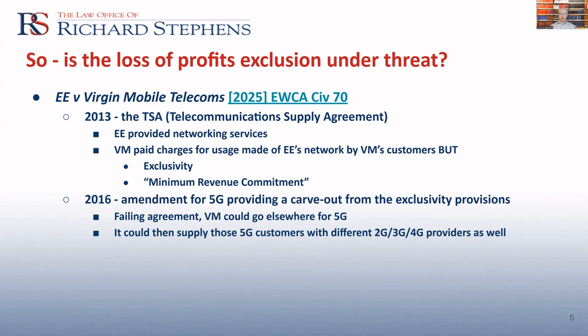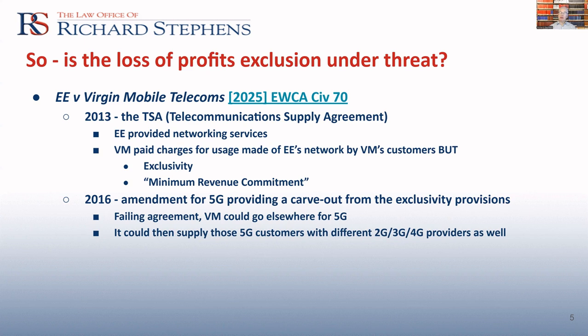There were two other provisions. One was an exclusivity provision. Virgin Mobile couldn't, for the period set out in the agreement, shop around for a better deal. It had to send its customers to EE's network, so that EE would earn charges from the usage made by those customers. There was also a minimum revenue commitment contained in the agreement. And it was common ground that Virgin Mobile had always exceeded that minimum revenue commitment. Technology changes.